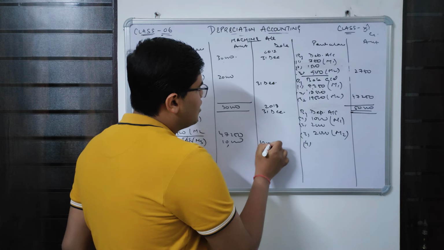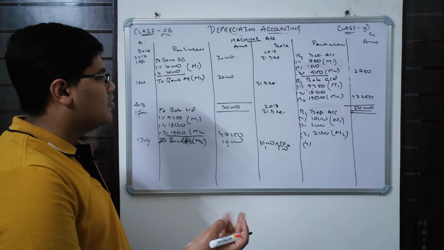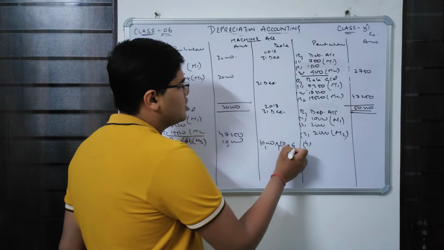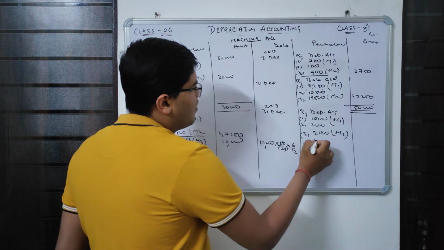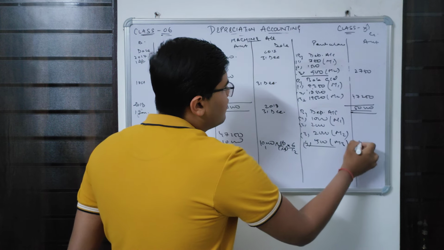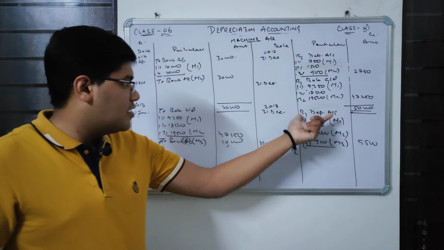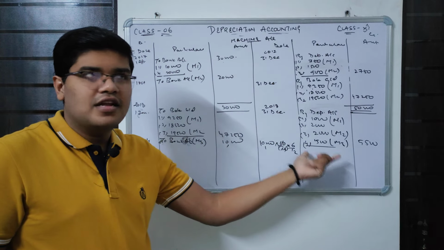We can calculate it: 10,000, 10%, 1,000, and from July to December, July, August, September, October, November, December, for 6 months the depreciation will be charged. So it will be 500. Machinery 3. So if we total it, we will get 5,500. Hope the way I am calculating depreciation is clear to you.